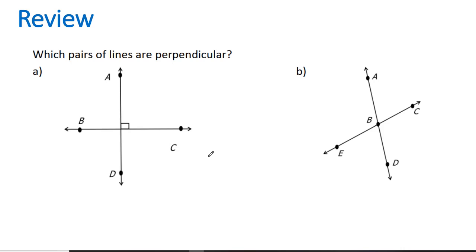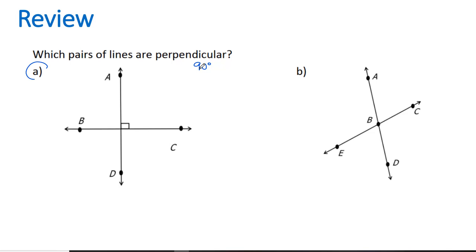Which pairs of lines are perpendicular, A or B? What's critical for us to know is that perpendicular lines are intersecting lines, but they're special ones, in that they have to cross at a right angle. They cross at 90 degrees.